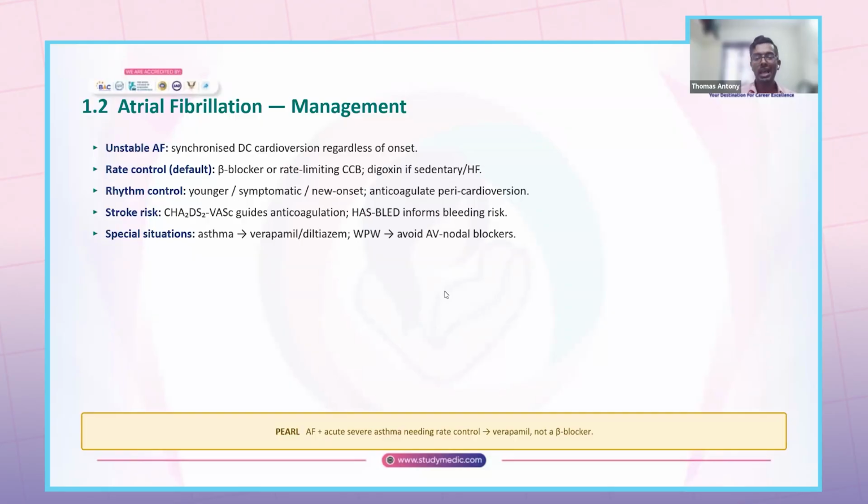So what is HAS-BLED? This HAS-BLED is a score which helps in identifying patients at increased risk of bleeding. It is not a determinant of whether to start treatment for the patient or not. It assesses the risk factors along with the comorbidities, or modifiable risk factors in fact, and assesses the risk of bleeding in such patients.